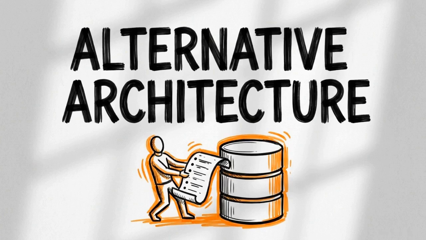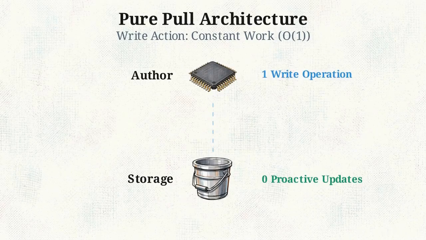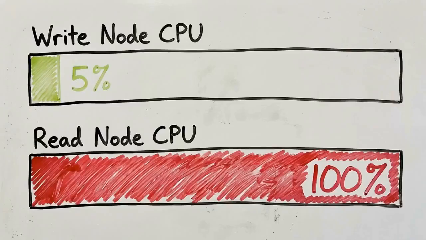To eliminate write amplification, engineers look to the inverse architecture, the pure pull or fan-out on read model. Here, the system performs zero proactive distribution when a user posts. When the 100 million follower celebrity hits send, the system executes exactly one write to the primary database. The write tier is perfectly protected. The processing debt is shifted to the read action.